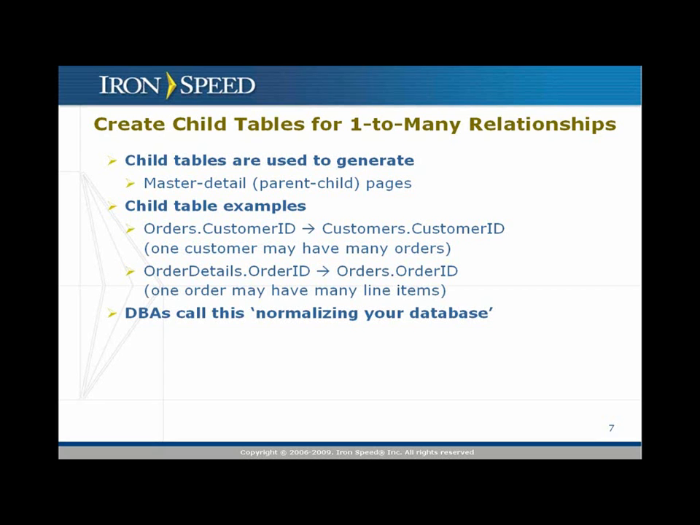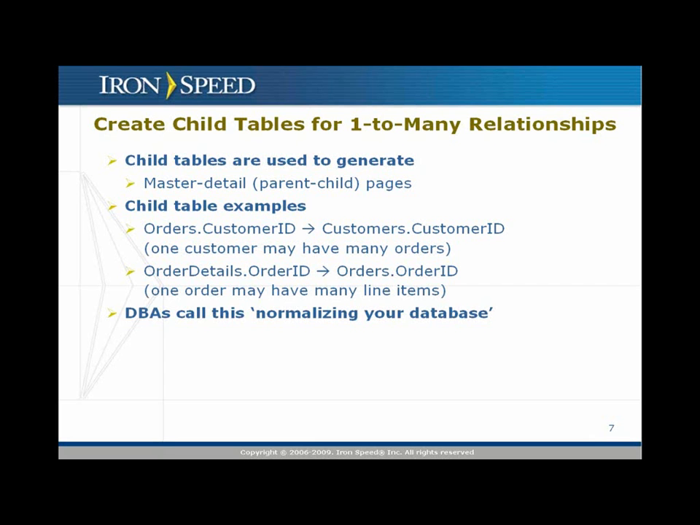In an order entry system, you might have a customer table and an orders table. There's a one-to-many relationship between customers and orders. One customer can have many orders. Similarly, one order can have many line item details. So there's an example of a parent-child-grandchild relationship. One customer, many orders, one order, many line item details. DBAs call this the process of normalizing your database.